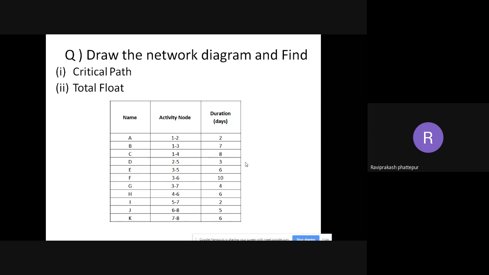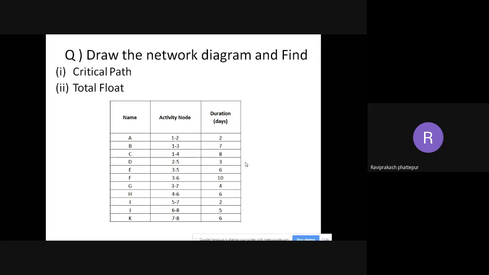In terms of name, when they tell you name, that means it is the activity that is given to you. Many times the activity can be mentioned; otherwise, in general, they mention A, B, C, D, E, F, G. In this case, they have mentioned A to K. Tell me once you finish this, because it is very important for you to have this table with you. Then only you can draw a proper network diagram.